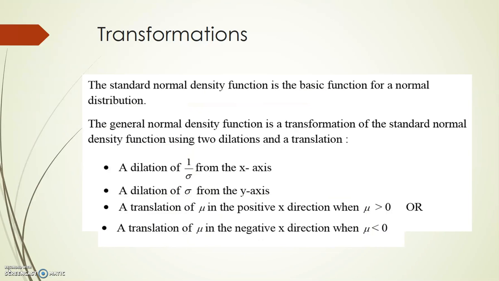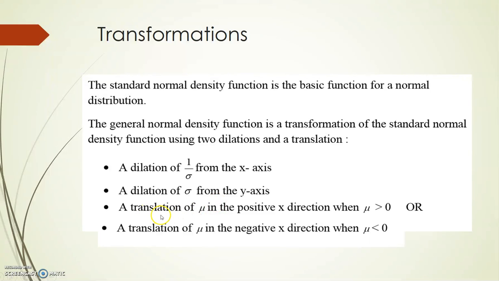Okay, transformations come into these curves as well. The standard normal density function is the basic function for the normal distribution. The general normal density function is a transformation of the standard normal density function using 2 dilations and a translation. First of all, we have a dilation of 1 on sigma from the x-axis. That's the vertical dilation. Then we have a dilation of sigma from the y-axis. This is a horizontal dilation.